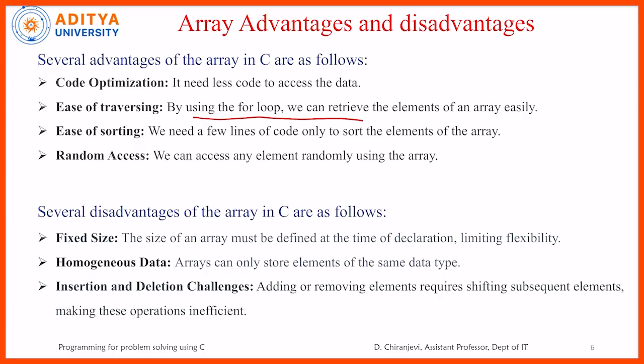And the disadvantages of the array are like fixed size. If it is fixed size, once you declare an array, you cannot increase or decrease the size. Homogeneous data means an array can only store similar types of elements, it cannot store different types, so that is also a disadvantage. And then insertion and deletion: whenever you perform an insertion or deletion operation, you are shifting the elements. If it is insertion, you shift the elements towards the right-hand side. If it is deletion, you shift the elements towards the left-hand side. So these are the disadvantages of the array.